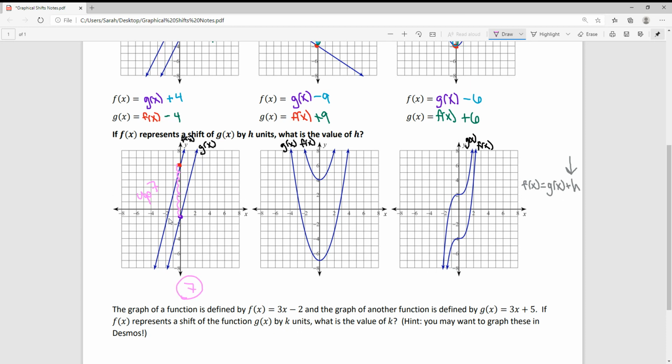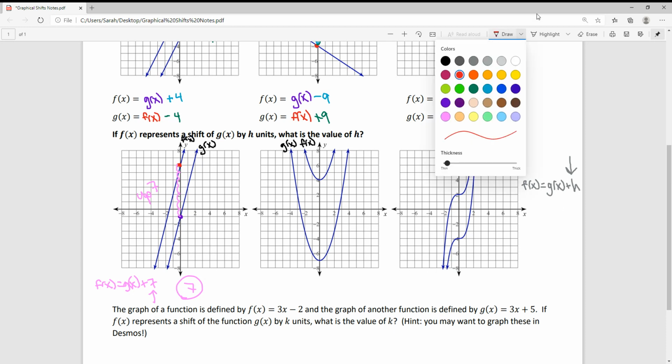Off to the side, what you're thinking of is that f of x equals g of x plus 7, but all they care about is the number right here, so 7 is our answer. That's how these ones work.